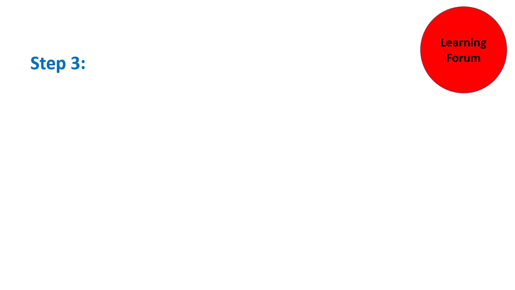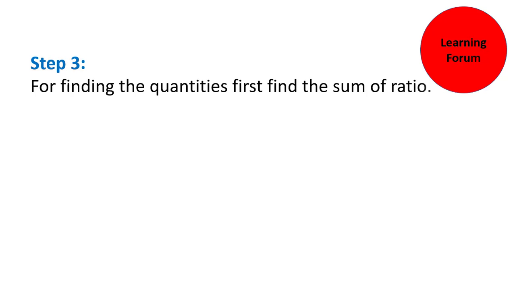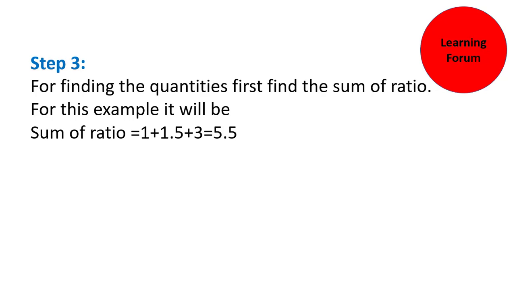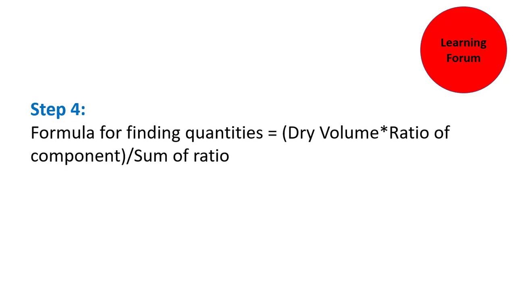Now, we have calculated the dry volume, we have calculated the wet volume. Now coming to step 3, which is finding the quantities. We have to find the sum of the ratio of the mixture. So in this example, we already know the ratio, 1:1.5:3, the summation of which comes out to be 5.5. Now step 4 will be finding the quantities using the formula.